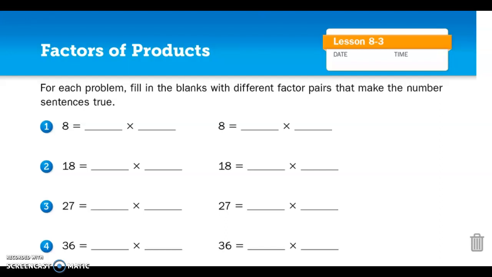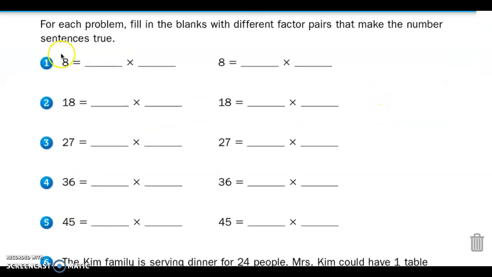Okay, this is 8-3 in our math journal, page 259. So we're going to find factors of products. We're going to use those fact pairs, the two numbers, to make our product, which we know is the answer. So for each problem, fill in the blanks with different fact pairs that make the number sentence true.